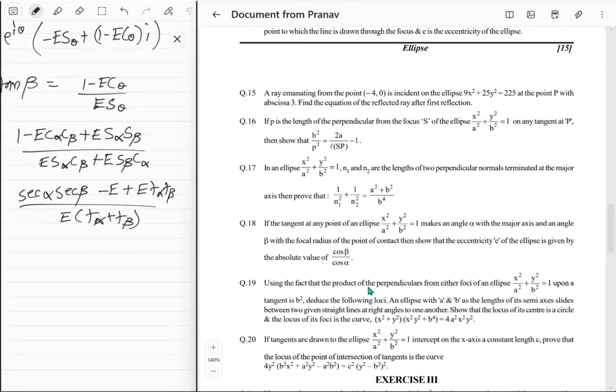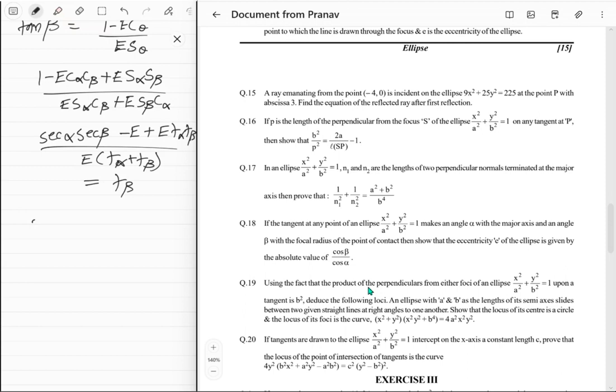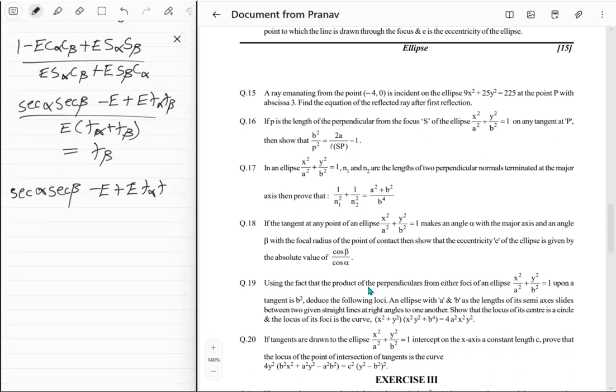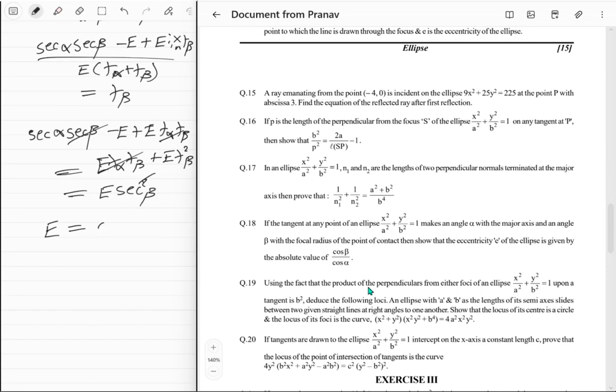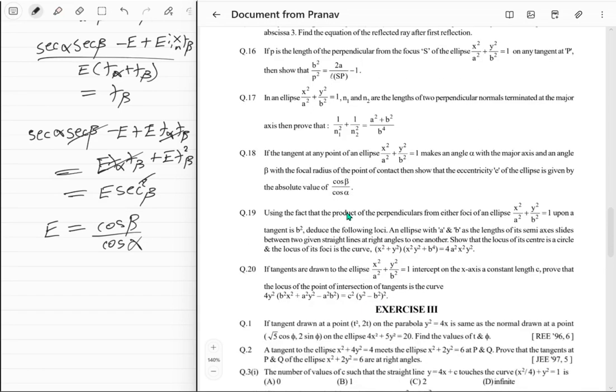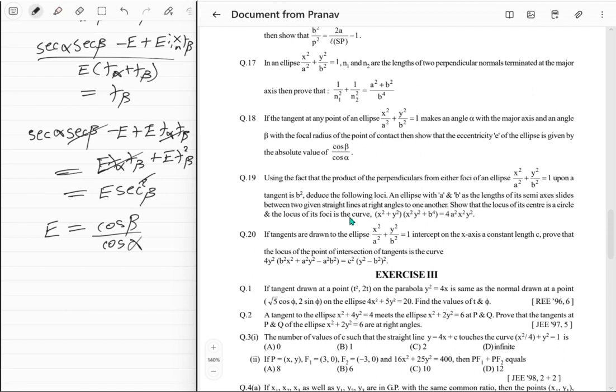Yeah, and all of that is equal to tan beta. Just multiply. Let's see what we get. Secant alpha secant beta minus e plus e tan alpha tan beta, that's equal to e tan alpha tan beta plus e tan square of beta. Okay, this cancels out, and then that comes over here. It's supposed to be e times secant square beta, and yeah, now it's perfect. This cancels out. So really, e is equal to cosine beta upon cosine alpha, and that's exactly what we want. Done. Nice.